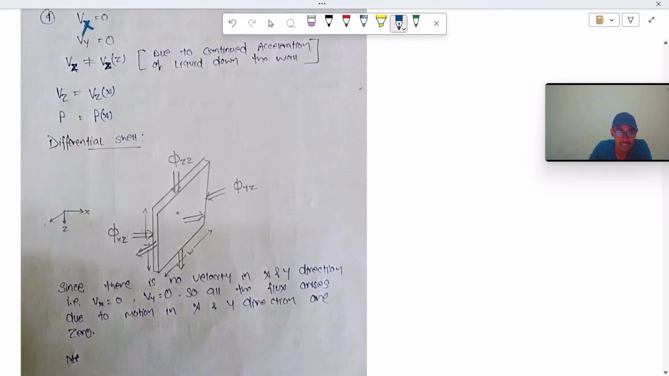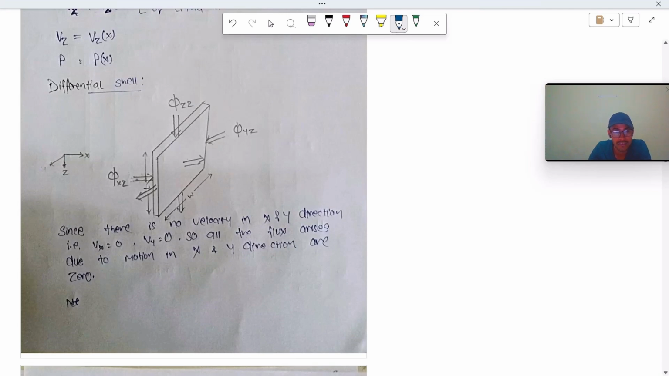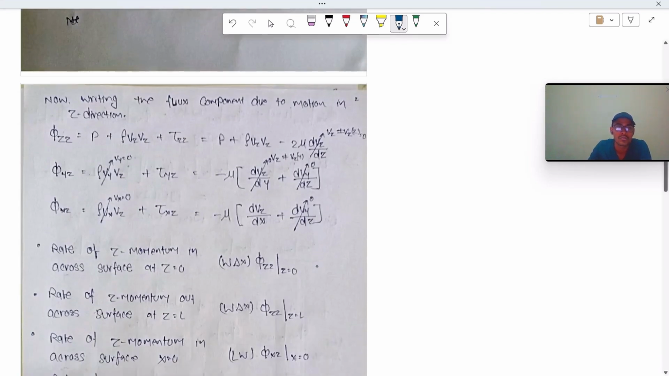This is our differential cell, in which there are three fluxes that arise due to a flow in the z direction: phi zz, phi xz, and phi yz. Since there is no velocity in the x and y direction, that is vx is equal to 0 and vy is equal to 0, the fluxes arising from motion in x and y directions are 0. Now we will write the Z momentum balance, that is, the flow in only the Z direction.